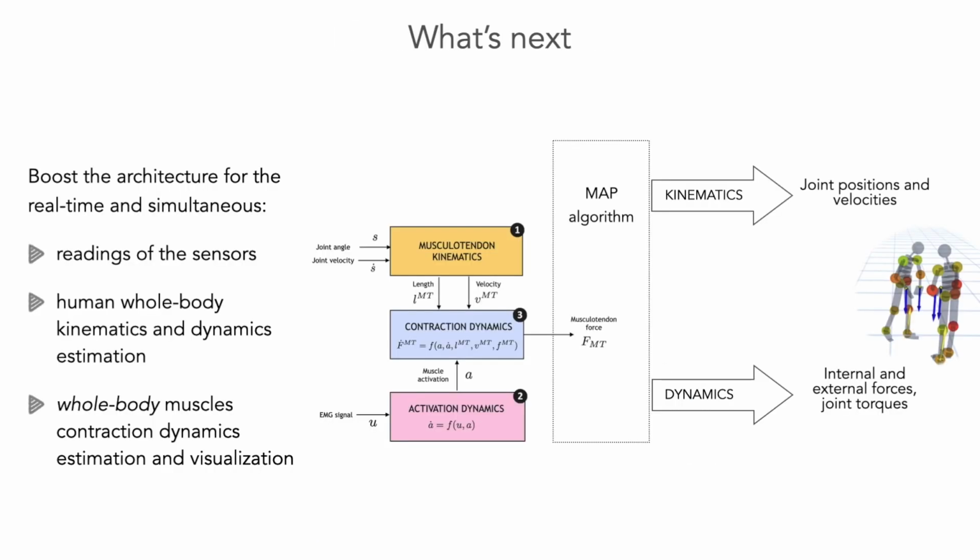Next developments will deal with boosting the entire architecture by considering models for all the muscles of the human body. The muscle force estimation will be a further input of the maximum a posteriori algorithm that computes the human all-body real-time kinematics and dynamics estimation.